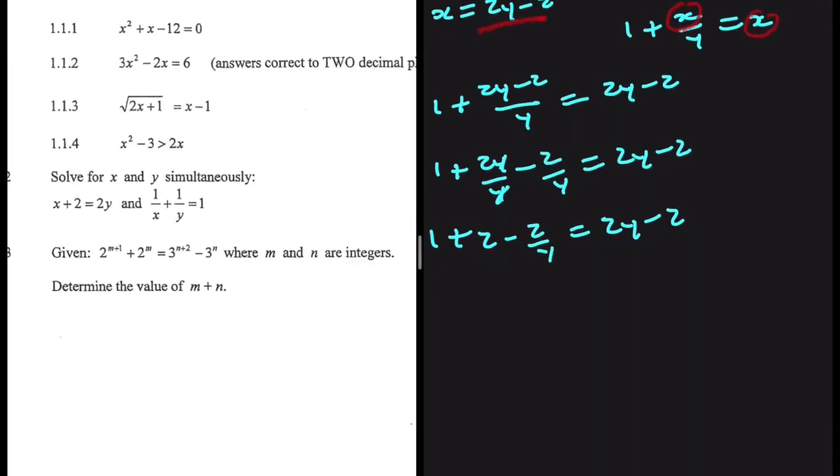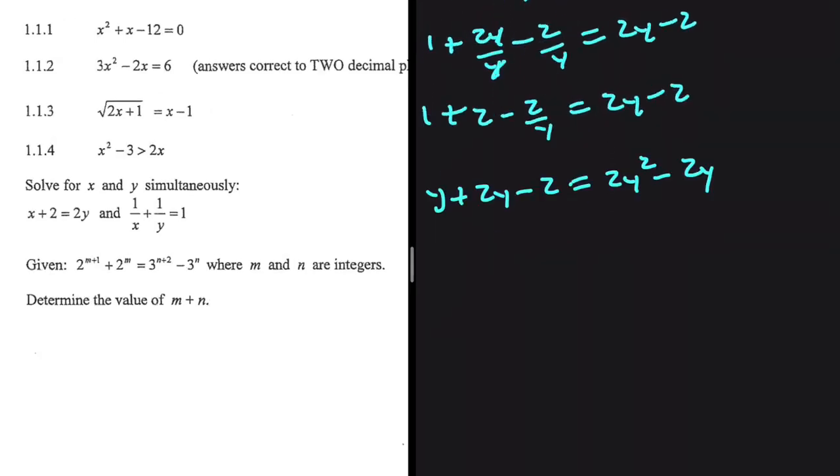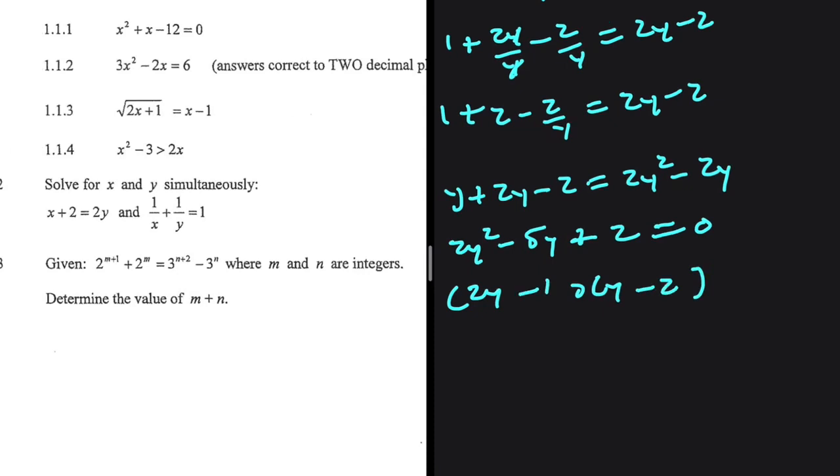We can multiply the left-hand side and the right-hand side by y. If we do that, we're going to get y plus 2y minus 2... y and y are going to cancel out, being equal to 2y squared minus 2y. We're going to have 2y squared minus 5y plus 2 being equal to 0. If we factorize this, we can do that without using the quadratic formula. We're going to have minus 2 and minus 1. If we multiply out, we should get 2y squared minus 5y plus 2. This is all equal to 0. So y can be equal to 1 divided by 2, or y can be equal to 2.